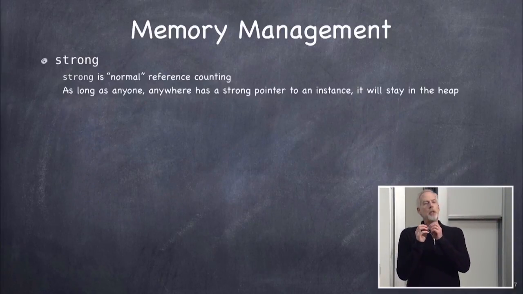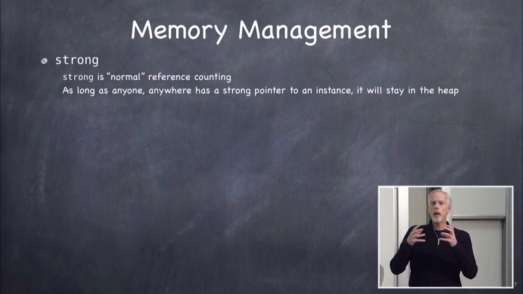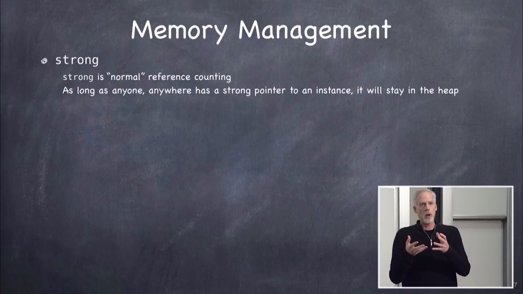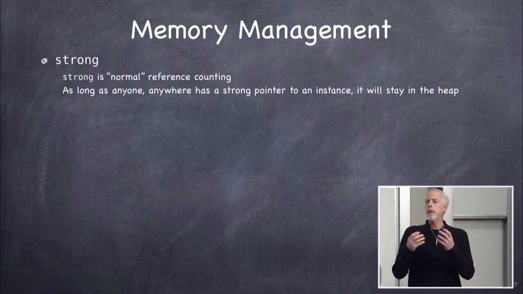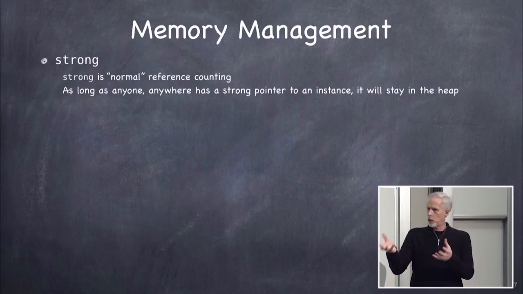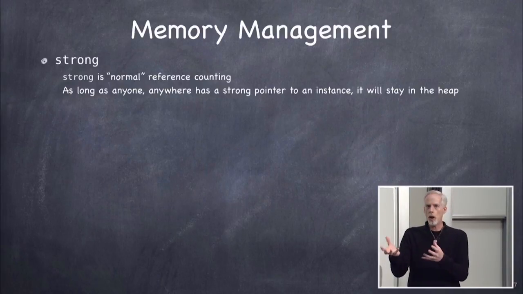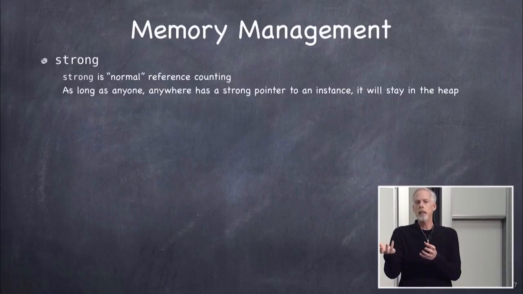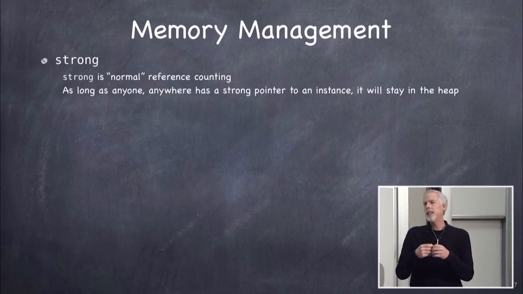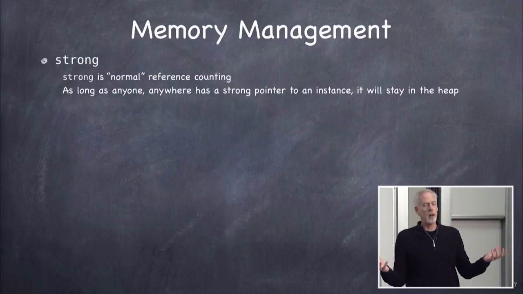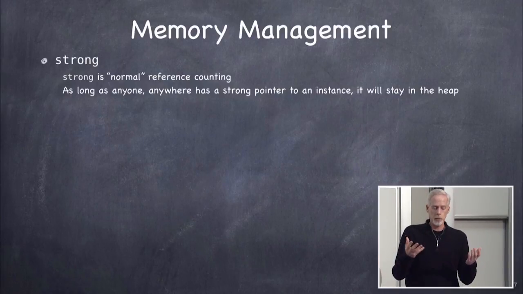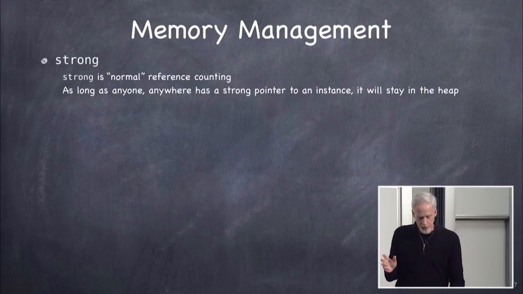Strong, this is normal reference counting. If you have a strong var, or strong let, to something in the heap, then that thing will stay in the heap as long as that var exists. It's strongly holding that thing in the heap. This is the default. You don't even ever type this keyword because it's the default. Okay? Every var, unless you say it's weak, is going to be strong. Okay? So it's simple, works magically.